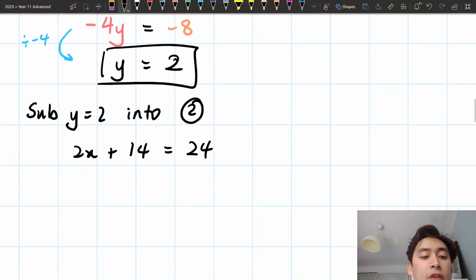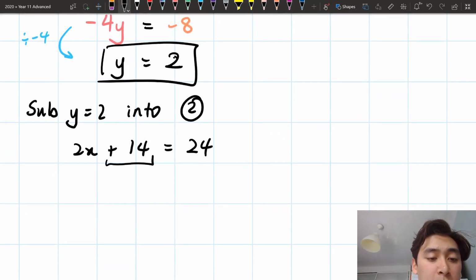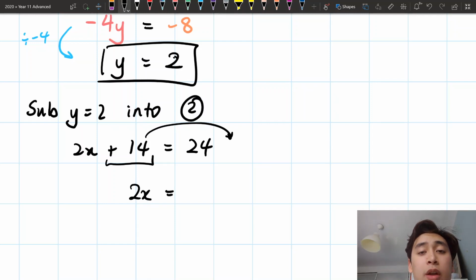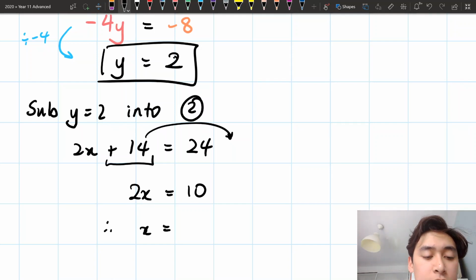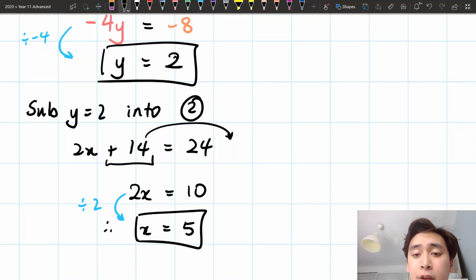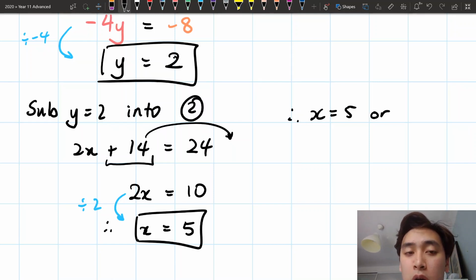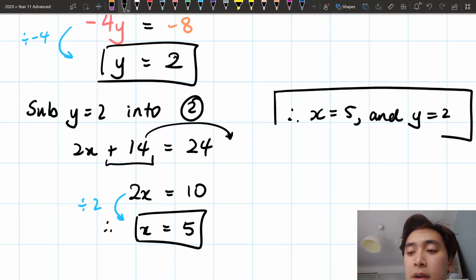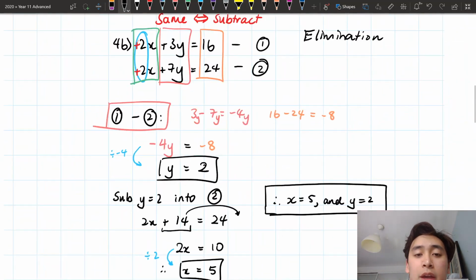Okay, I'm going to solve for x now. So I'm going to move this plus 14 to the other side. We get 2x is equal to 24 minus 14, which is 10. Therefore, x is equal to, I'm going to do the division step here, divide by 2, x is equal to 5. Okay, so I'm going to do a summary at the end. Therefore, x is equal to 5 and, since this is simultaneous, they happen at the same time, y is equal to 2. So that's my solution to this question.